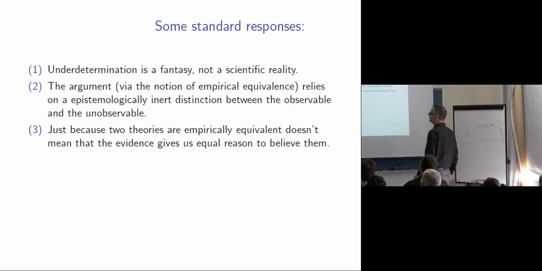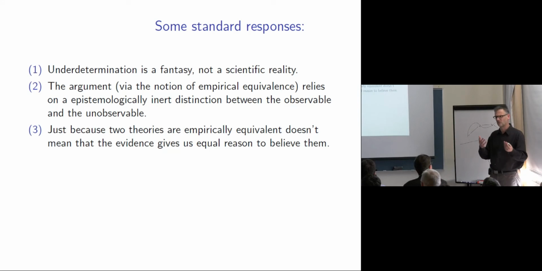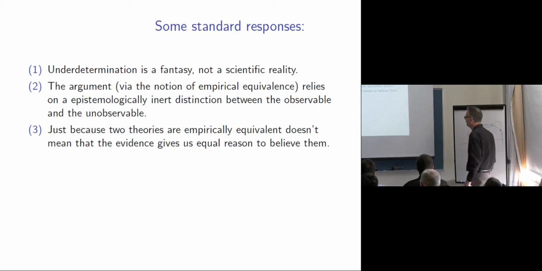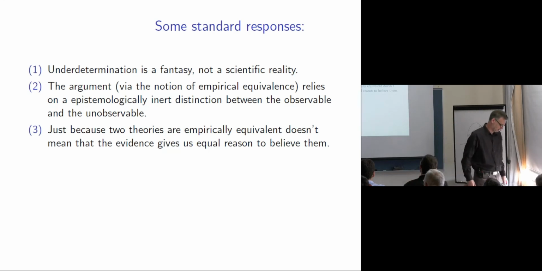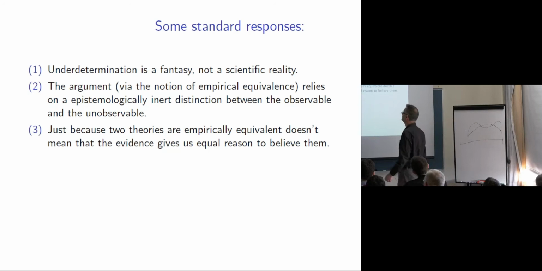They want to say underdetermination is a fantasy, not a scientific reality. Or they want to say, this whole notion of empirical equivalence is all keyed to this distinction between observable and unobservable, but that's an epistemologically inert distinction. Why should that distinction between what we can see and what we can't see matter so much in our theory of knowledge? Or they want to say, and I think this is the most interesting one, just because two theories are empirically equivalent doesn't mean that the evidence gives us equal reason to believe them.